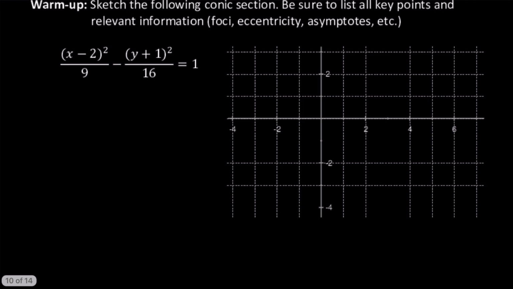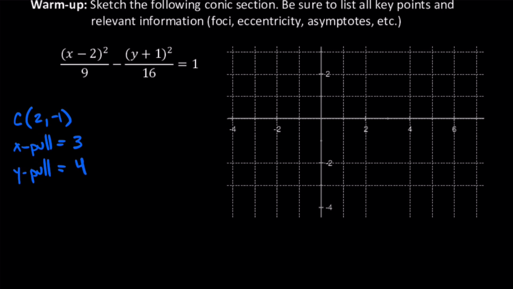This obviously is going to be a hyperbola. How do we know that? Because the signs are different. So first thing I'm going to do is identify the center. X coordinate 2, y coordinate -1. X pole always comes from the x fraction, so it's the square root of 9 or 3. The y pole always comes from the y fraction, square root of 16, that is 4.